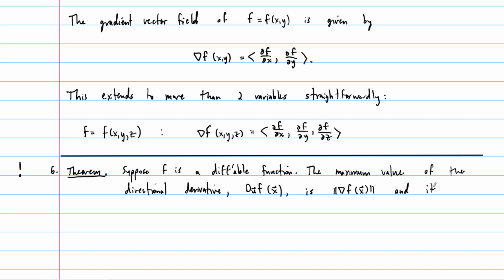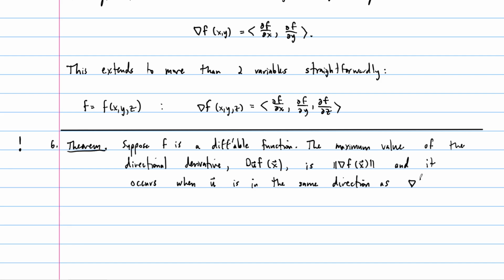And not only that, but it is attained, we could say, when u is in the same exact direction as the gradient vector. So the gradient vector at every point is a fixed vector, right? Once you take the partial derivatives, you plug in values for x, y, z, you're going to get a fixed vector here. In this scenario, the vector u is allowed to vary in some sense.